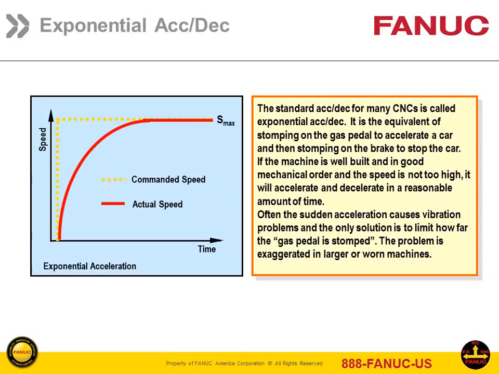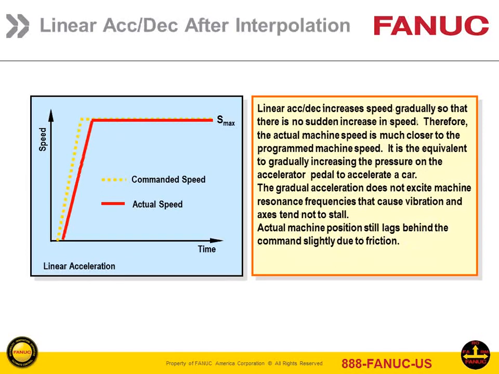And again, if you got a new machine, it will let you go much faster. But when you have older machines, when you try to accelerate very quickly, it won't let you do that. Okay, so you'll need linear ACK and DEC after interpolation.